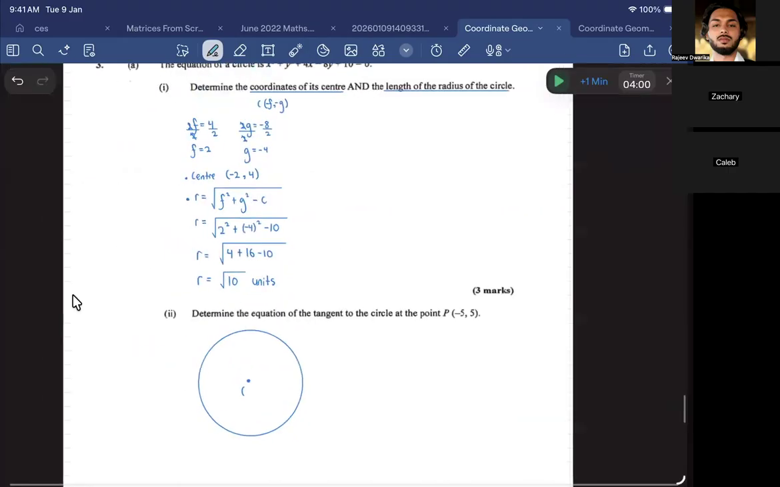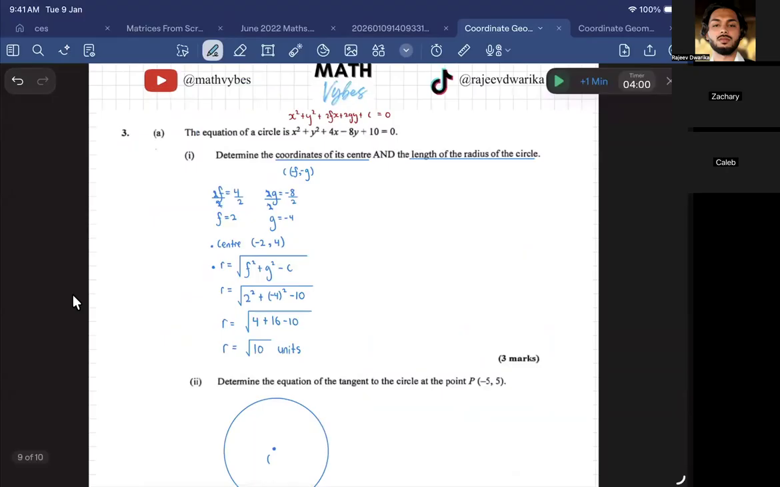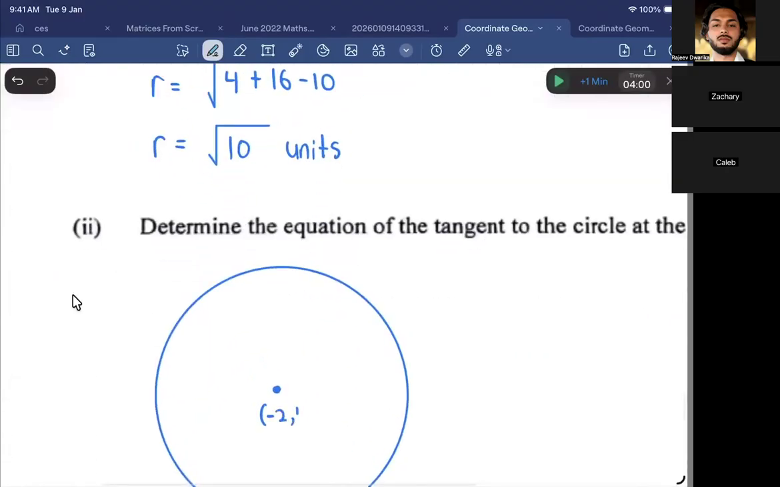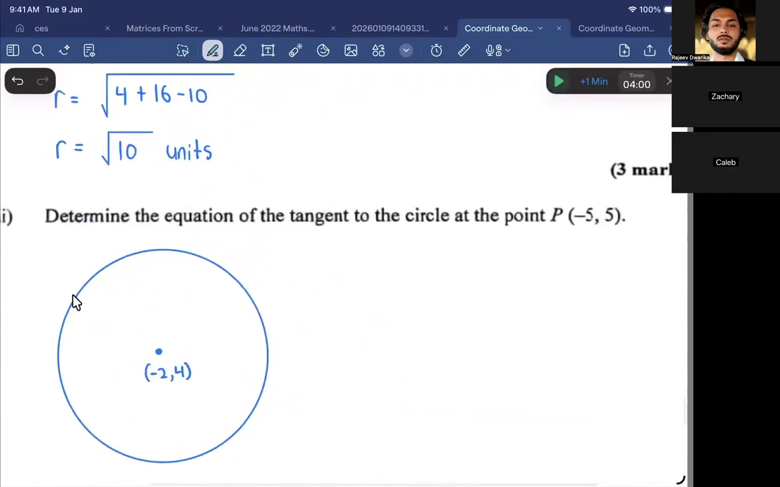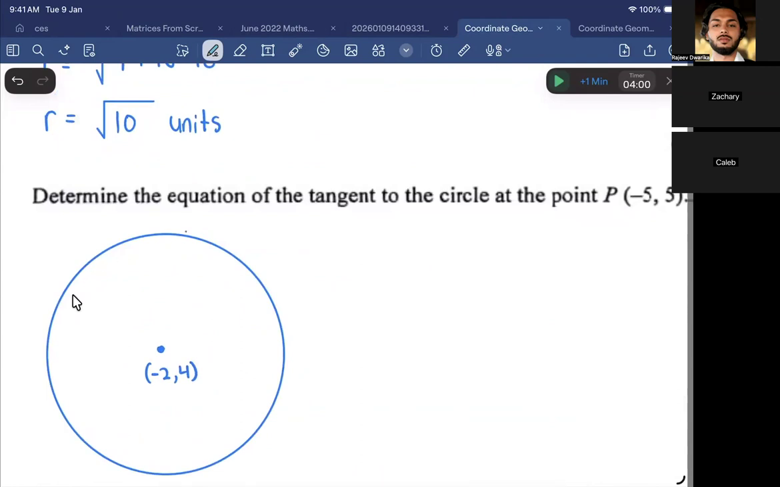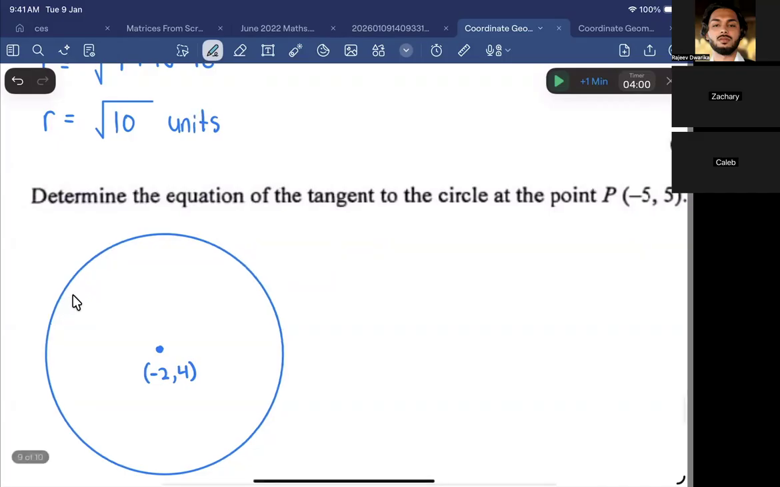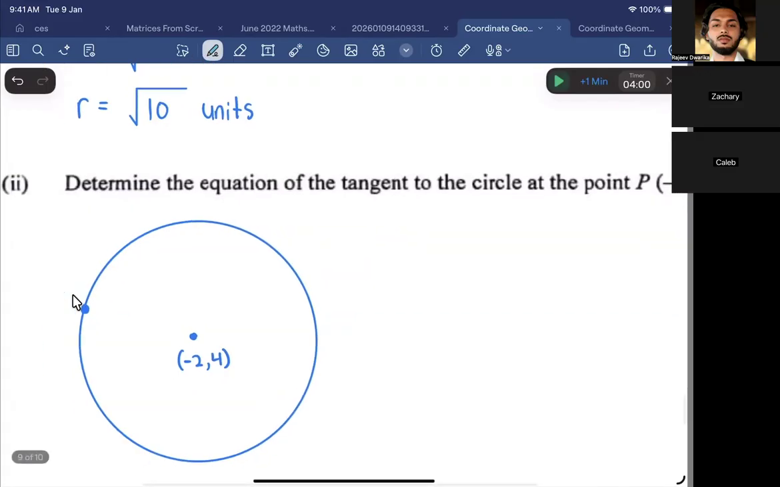The center of the circle is what? Minus 2, comma 4. And they want us to find the equation of the tangent at what point? Minus 5, comma 5. So minus 5, comma 5 could go over here. It's a sketch, it really doesn't matter. I call that point P, and that point P is minus 5, comma 5.